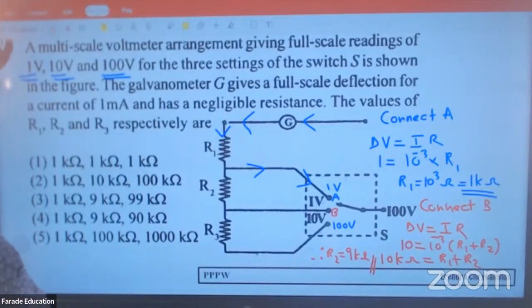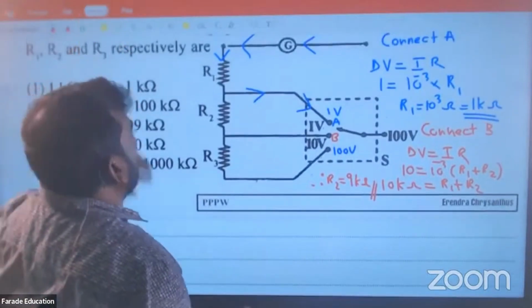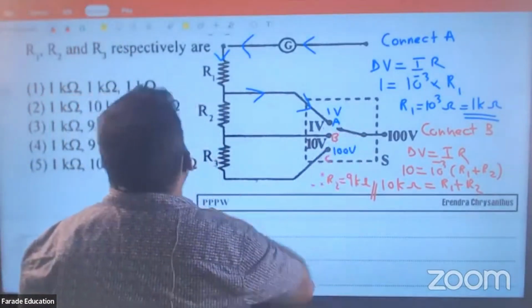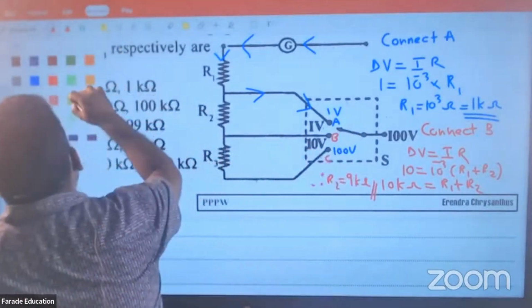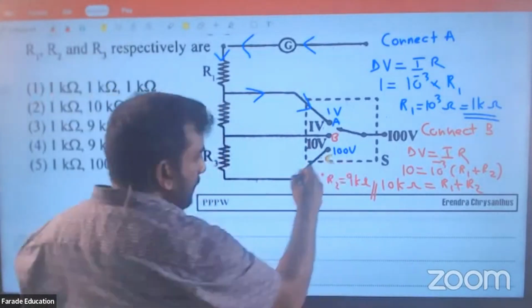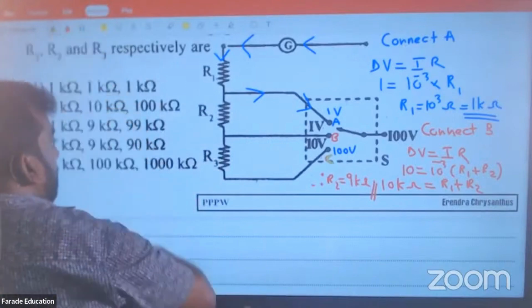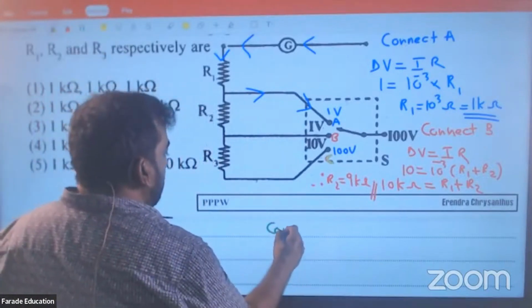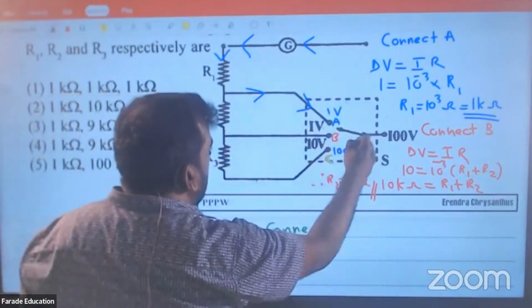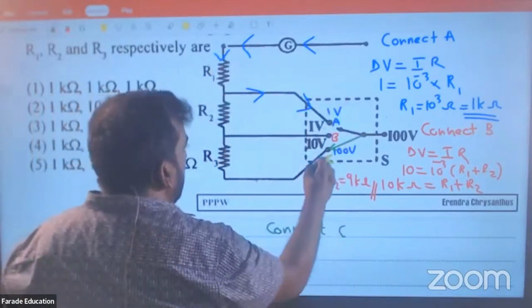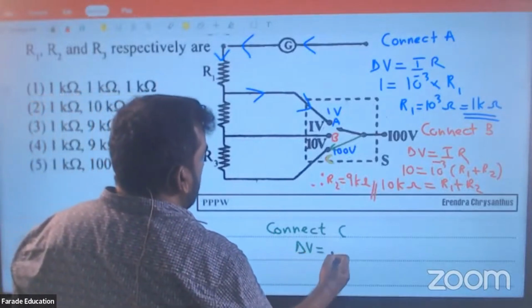Then do the next calculation. What's the next one? Now I connect this to C. Put a different color. Is it clear? Maybe this one will be clear. So if I connect to C, current will come, go through all the resistors, go out. The potential difference is 100 volt.